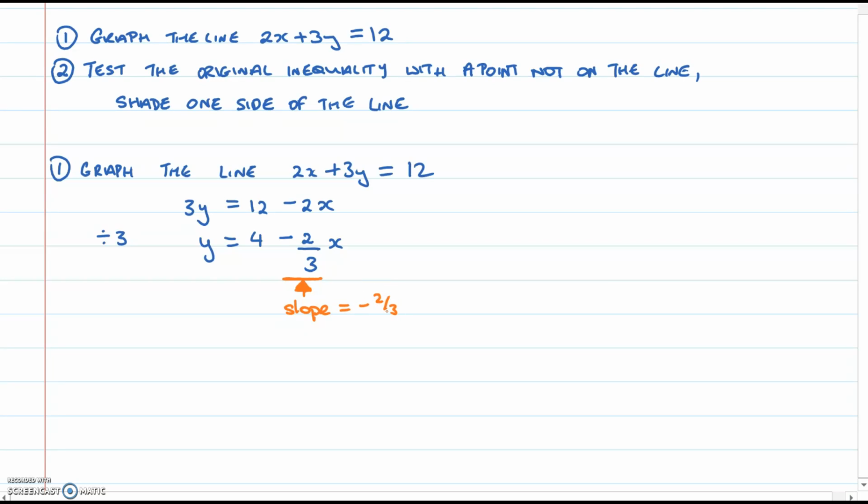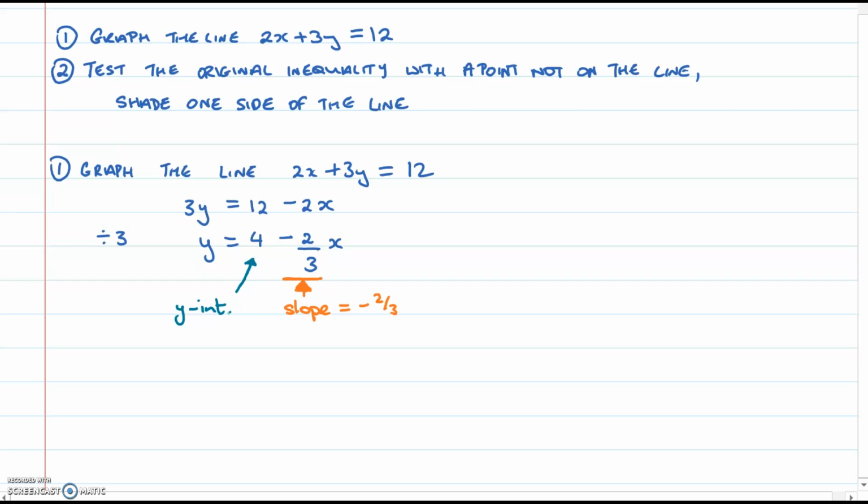So how do you know that? You know it because y is on its own on one side of the equation, and negative 2/3 is the number attached to x in front of x. So that means that's the slope of the line. The other piece that's here, the 4, that's going to be the y-intercept. Okay, so the y-intercept is 4.